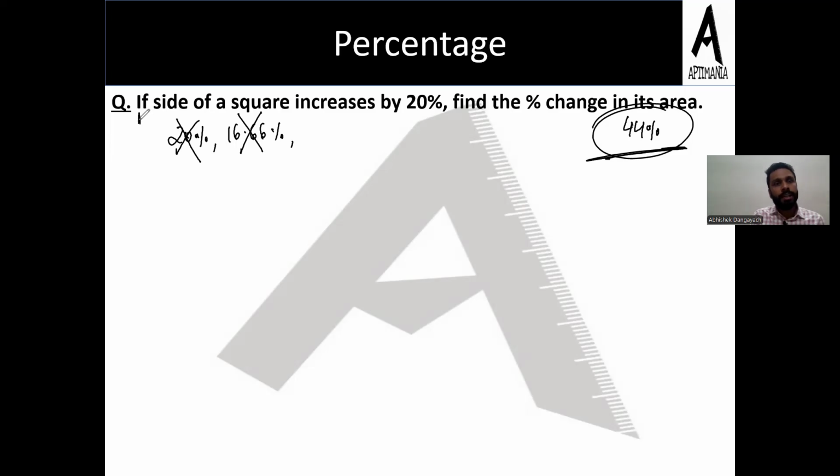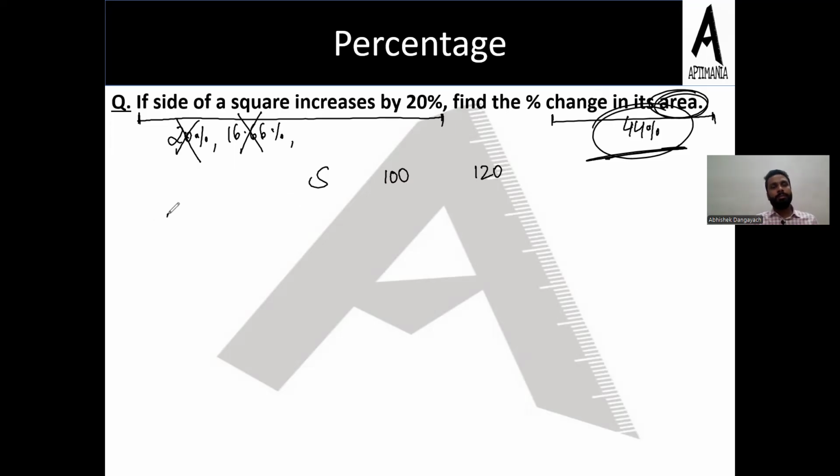We need to understand. If side of a square increases by 20%, don't run away, read line by line, word by word. Side was 100 first, it increases by 20%. Now it should be 120. They're asking you the percentage change in area. Look, the change in area has been asked. Until I know the area, how will I find the change in area? So I cannot get the answer for this.